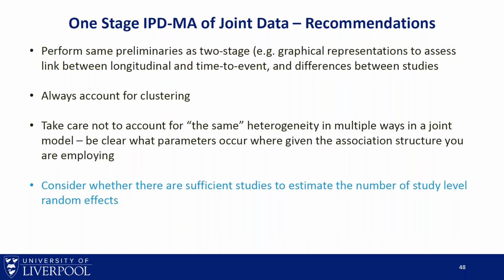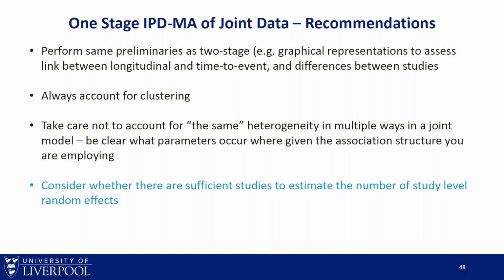So, overall recommendations. We'd recommend that, as with a two-stage IPD meta-analysis, the same preliminary summaries of the data and graphs are produced to allow assessment of the shape of the longitudinal trajectory, assess potential random effect structures, and also look for initial evidence of a relationship between the longitudinal and time to event components. Care should be taken to account for clustering in a one-stage model, as a naive model that ignores clustering is likely to produce biased results, especially for the association parameter.